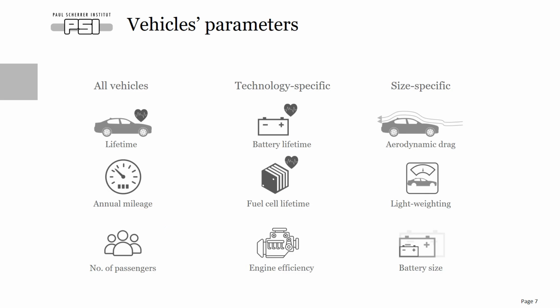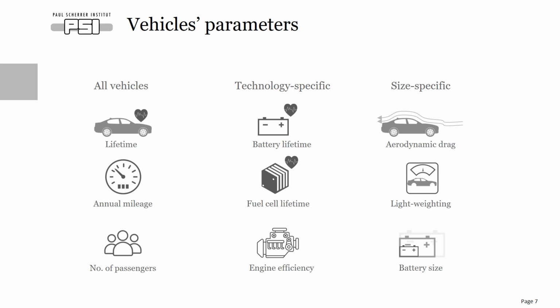Each vehicle in our model is defined by close to 100 different input parameters. Some of these parameters are common to all vehicles, some are technology specific, while others are specific to a given size class. For example, the lifetime of the vehicle, the annual mileage, or even the number of passengers on board are usually parameters common to all vehicles. Other parameters, such as the lifetime of the battery or the lifetime of the fuel cell stack, are parameters specific to battery electric and fuel cell vehicles respectively.